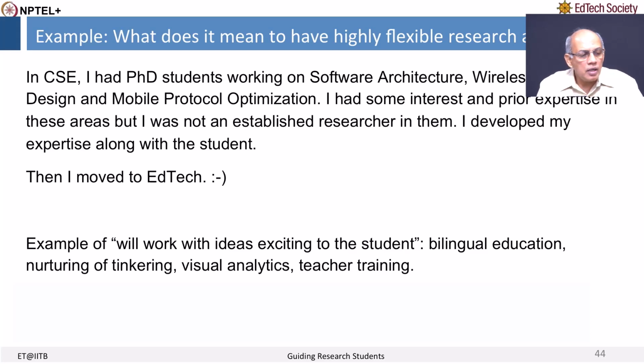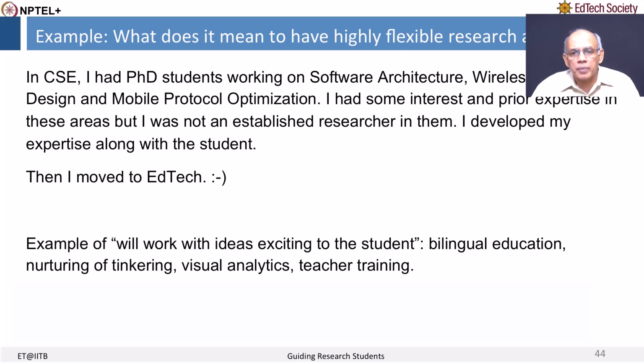Then I moved to EdTech, and started the process all over again. So here the example could be that we'll work with ideas exciting to the students. Some students wanted to work on bilingual education, others wanted to work on tinkering or visual analytics or teacher training. So there is a whole wide spectrum of topics on which I have guided students. So that is what it means to have a highly flexible research agenda.